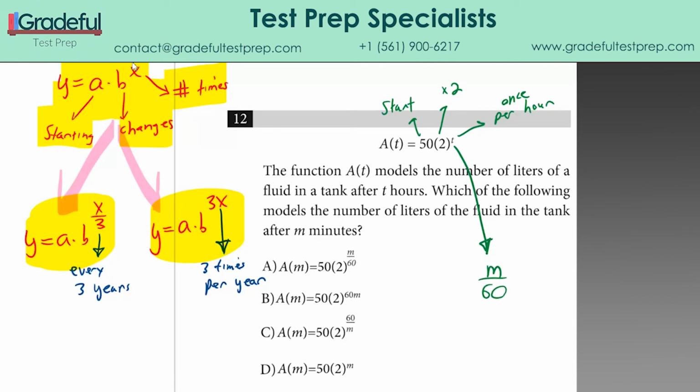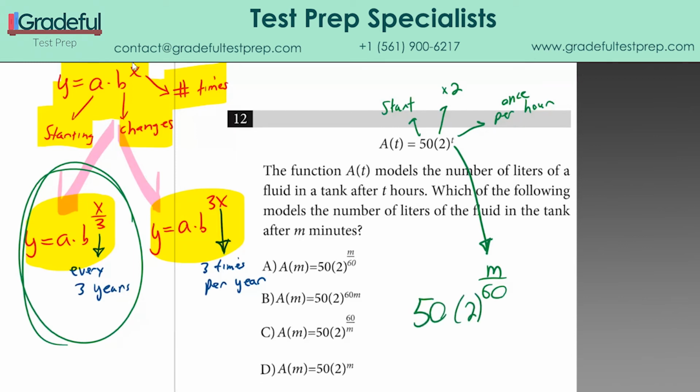So once again, once every hour, which would be just to the t hours, is the same as once every 60 minutes. That's the m over 60 minutes. That's this idea right here. If it's happening every once in a while, you're dividing by that number. So it's starting with 50. It's still doubling, but in the language of minutes, that's happening once every 60 minutes instead of once per hour. And that matches answer choice A for number 12.